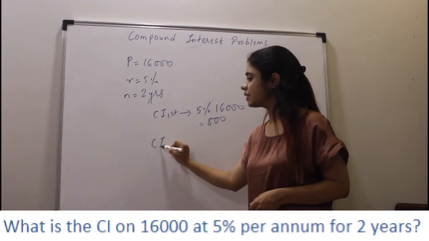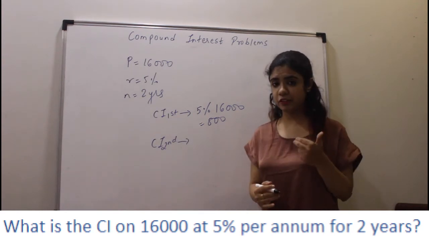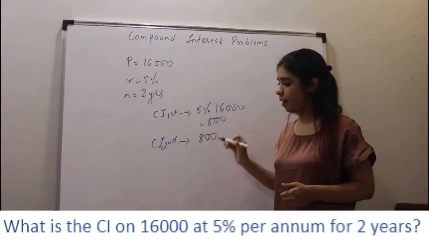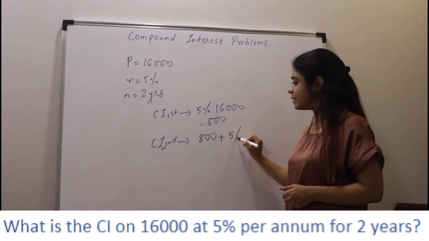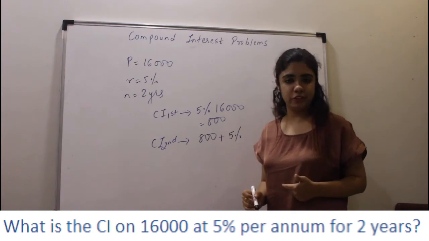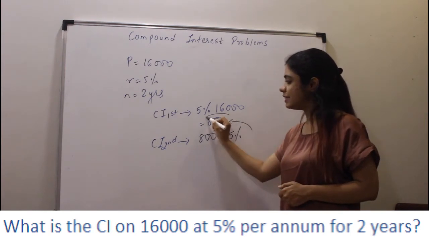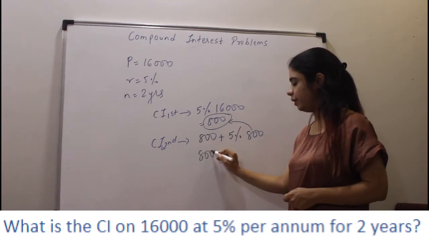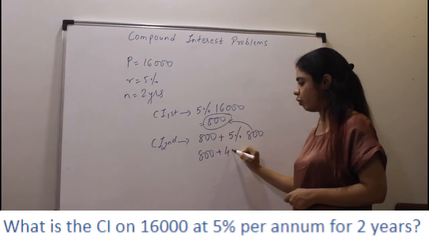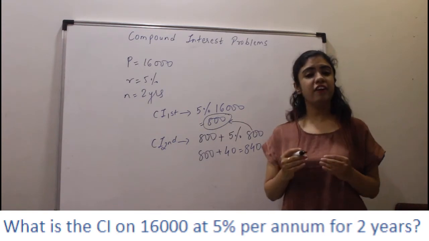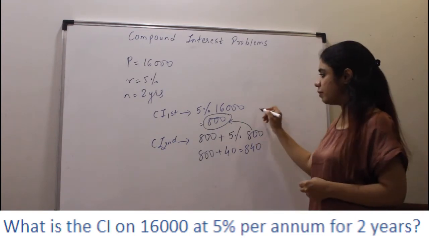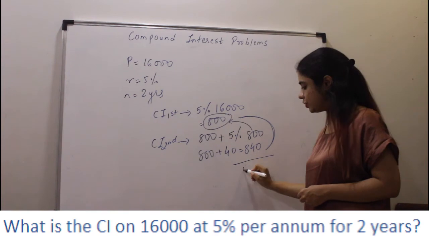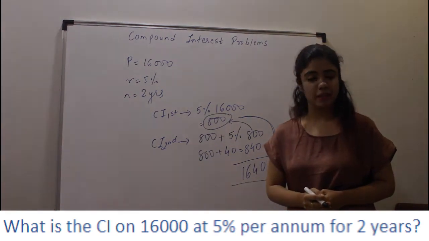Okay? Now if I ask you what is the compound interest for the second year? In the second year, I will get 800. Plus I will get 5% of last year's compound interest. So I will get 5% of this 800 rupees. So this will become 800 plus 5% of 800, which is 40. So it becomes 840. Now if I ask you what is the total compound interest? The total compound interest will be the addition of the two. So that is 800 plus 840, which is 1640. And this becomes your answer.